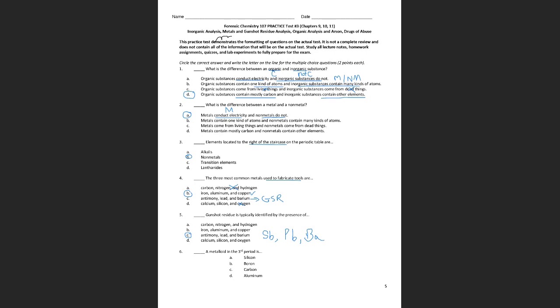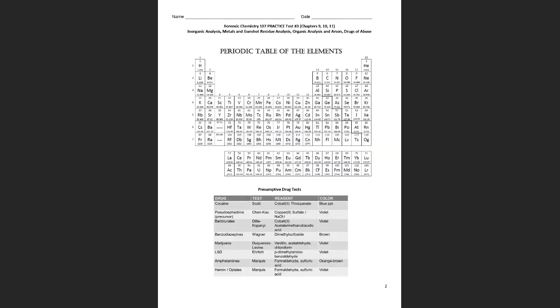Metalloid in the third period. Okay, so I want to make sure you're comfortable with navigating the periodic table. So let me go back to the periodic table. All right, so that's going to be page 2. Okay, so these are your periods. All right, so first period, second period, third period, fourth period, etc. And then your groups are your columns. Okay, all right, so back to the question.